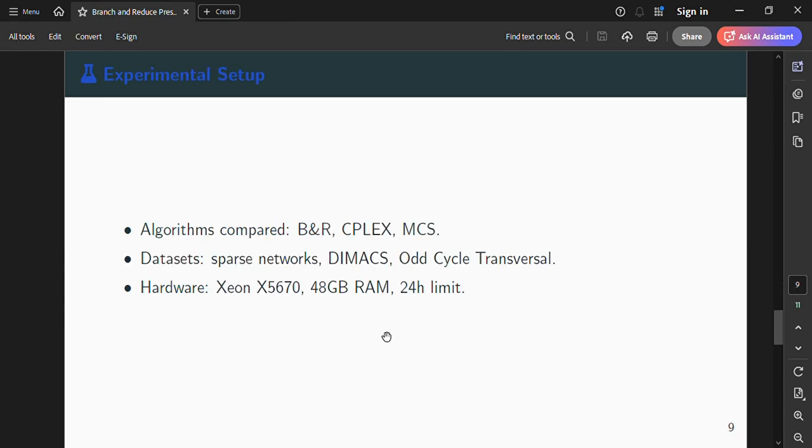Now for the experimental setup, the experiment compared three solvers: B and R, the branch and reduce implementation with all rules; CPLEX, the commercial branch and cut solver; and MCS, the branch and bound solver specialized for DIMACS graphs. They were tested on large real-world sparse graphs like social, web and road networks, the DIMACS benchmark graphs, and graphs from odd cycle transversal reductions. The hardware was a Xeon X5670 with 48 GB RAM, and each run was limited to 24 hours.